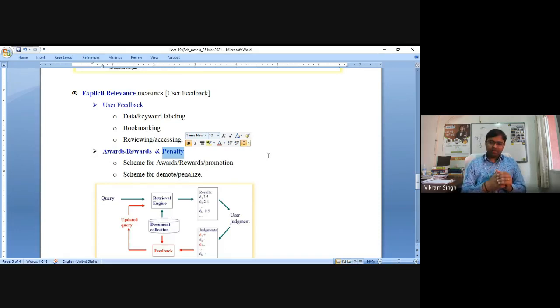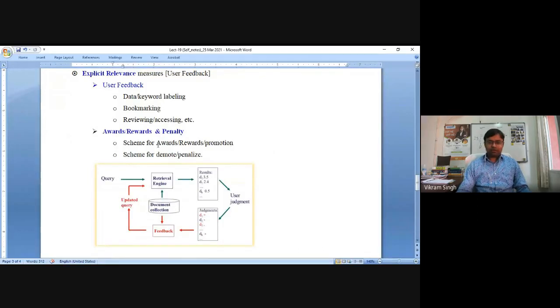Suppose the user provides positive feedback to one result and negative to a second result. You should have an internal mechanism to incorporate these positive and negative feedbacks into the background system, right? So you can always have a scheme to reward or promote, and similarly you have to have an approach to demote. In a very limited number of systems, we have both strategies, promotion and demotion, at the same time. Most systems have only an award mechanism, so they have some algorithm to award, to promote certain results.